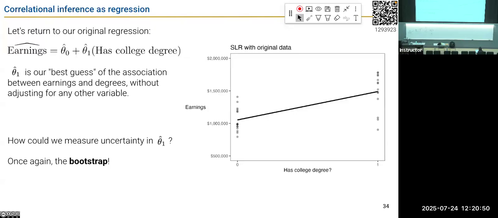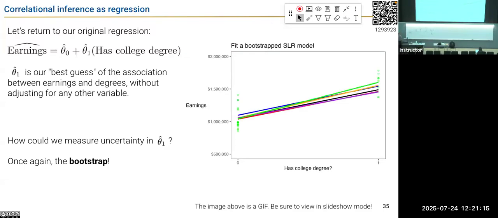So if you draw another sample of, say, I don't know how big this is, like 50 people, your theta 1 hat will be different. So this goes back to our parallel universe sampling kind of problem: how do we assess the uncertainty of theta 1 hat? The answer is bootstrap again.